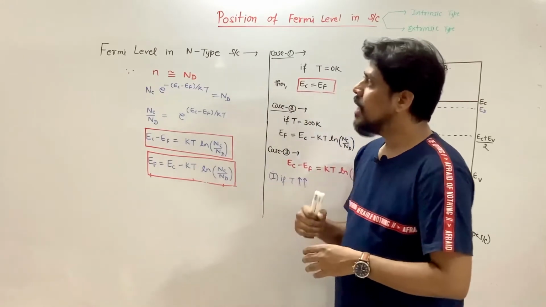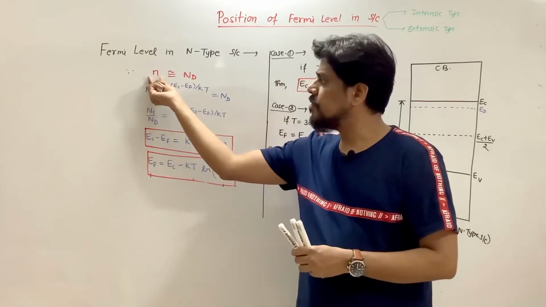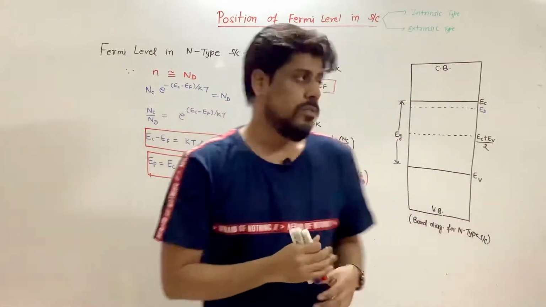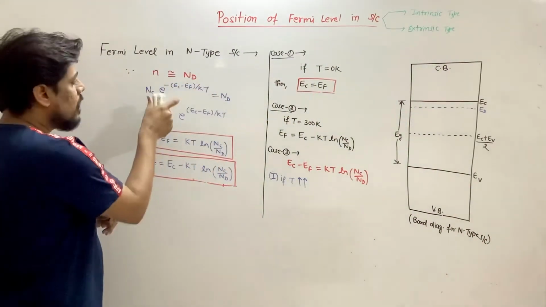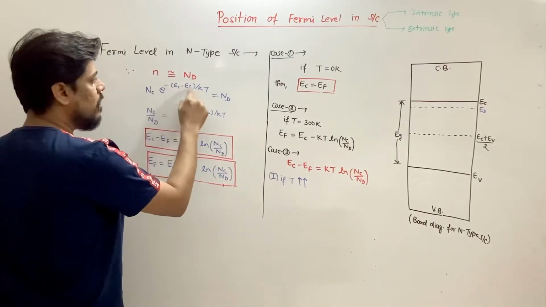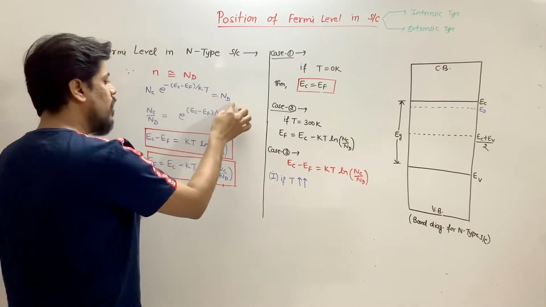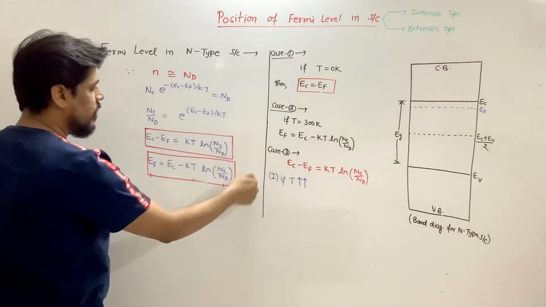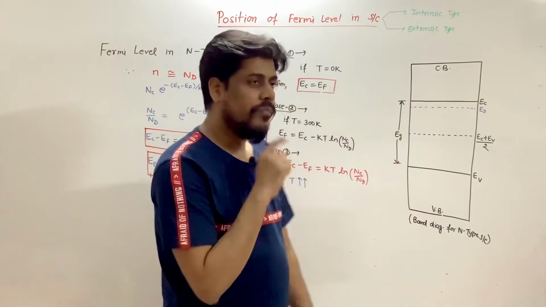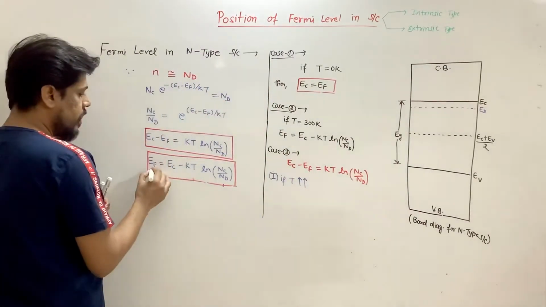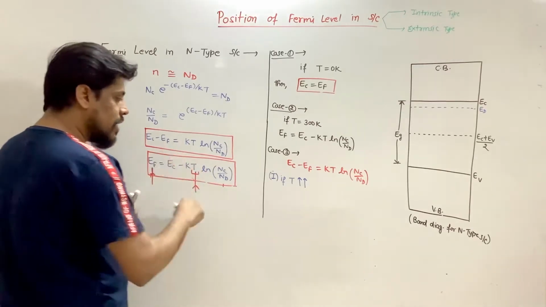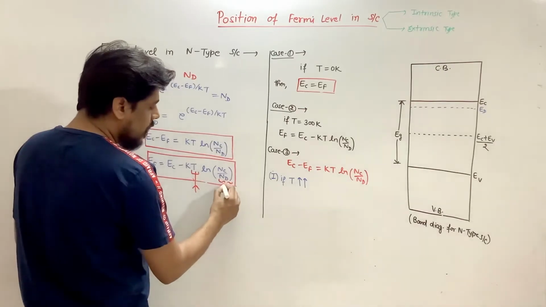In n-type semiconductor, the majority charge carriers are electrons, and these electrons are equivalent to donor concentration Nd. The concentration of electrons, as we discussed in the last topic, is Nc e to the power minus (Ec minus Ef) by kT. Plug in Nd as well, and after simplification we will get these two results. By using this formula, we can conclude that the Fermi energy Ef depends on temperature as well as on donor concentration.